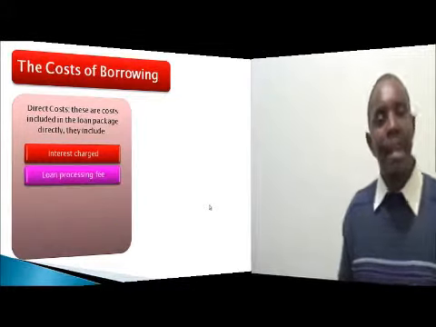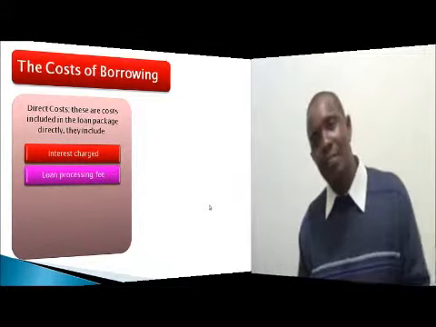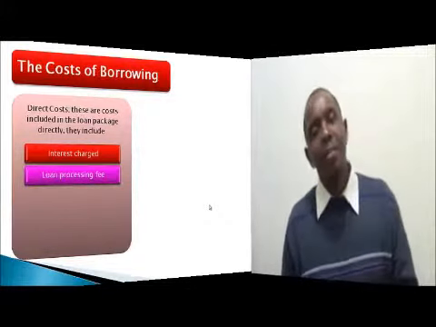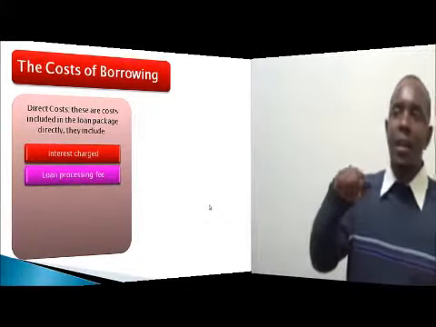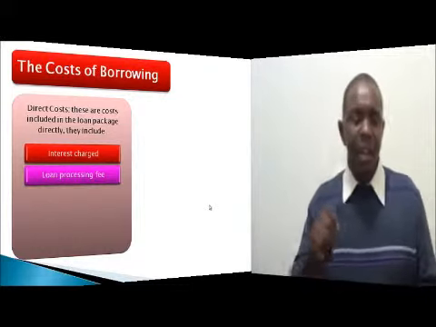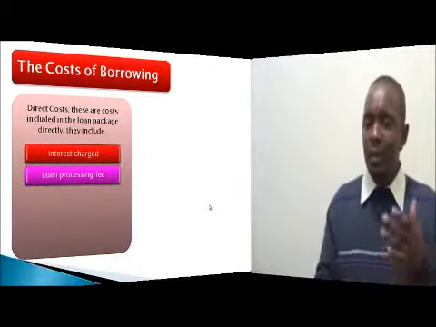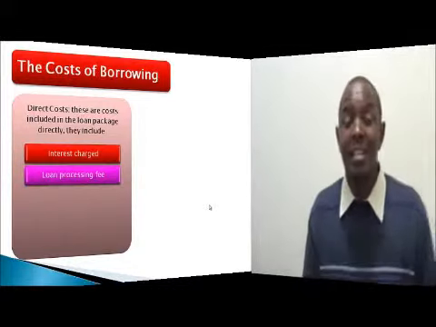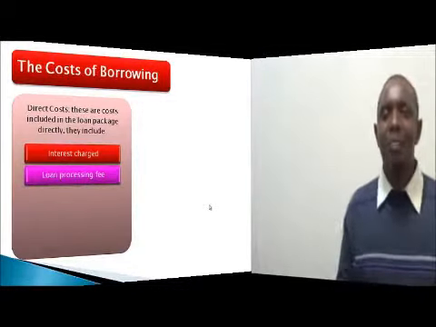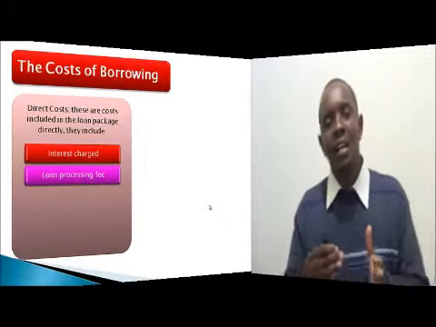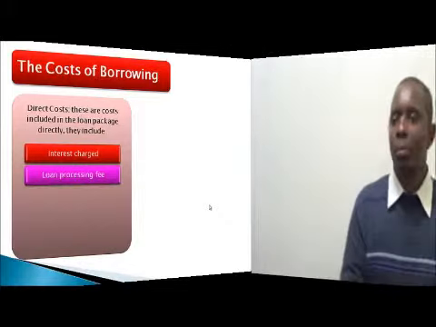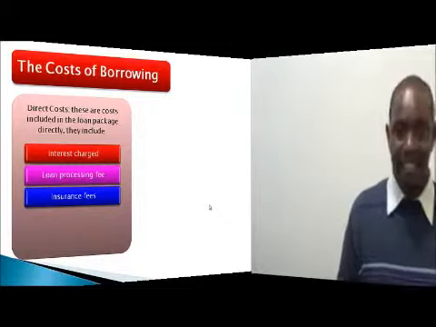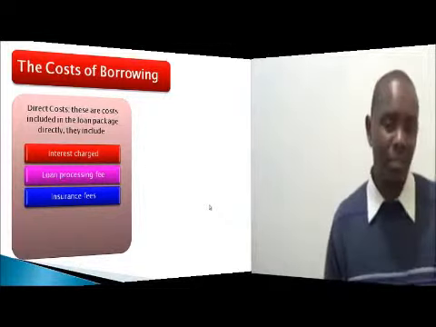Then there is the loan processing fee, also called the appraisal fee. Other institutions call it the processing fee or arrangement fee. It has various names, but it basically means this is the cost that the financier charges you to process the loan. This charge is normally deducted from the loan that you've borrowed.